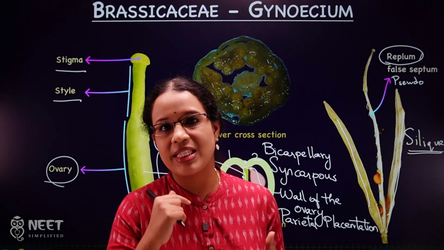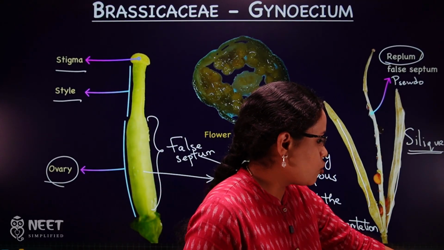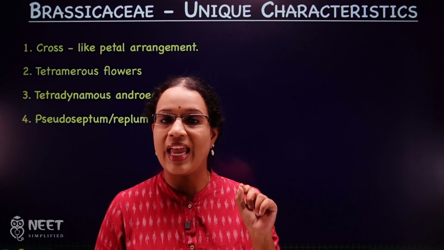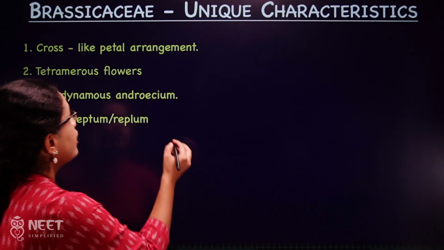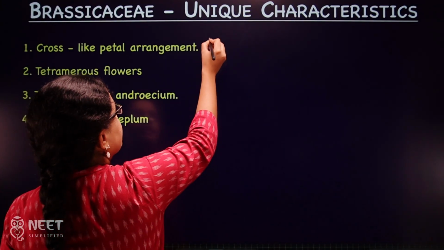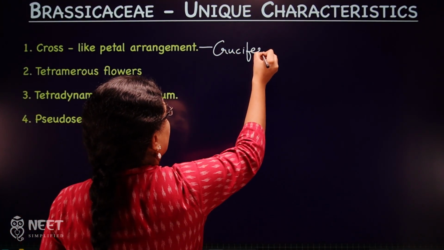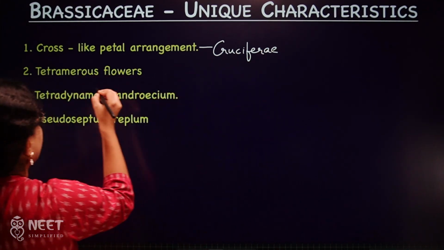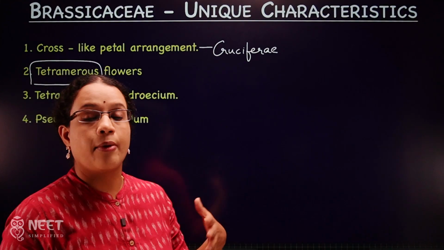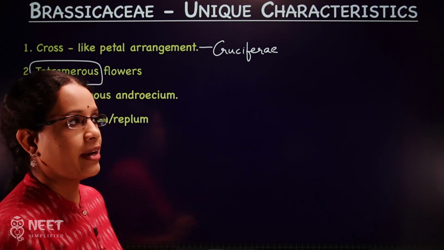Very quickly revise the unique characteristics in case of Brassicaceae. Coming to the first one, the flowers, which are going to look like the Holy Cross. Hence, we call these Cruciferae, isn't it? So we are calling the family also Cruciferae. Now, coming to the flowers, they are Tetramerous. The floral parts are 4 in number. So, we call them Tetramerous flowers.